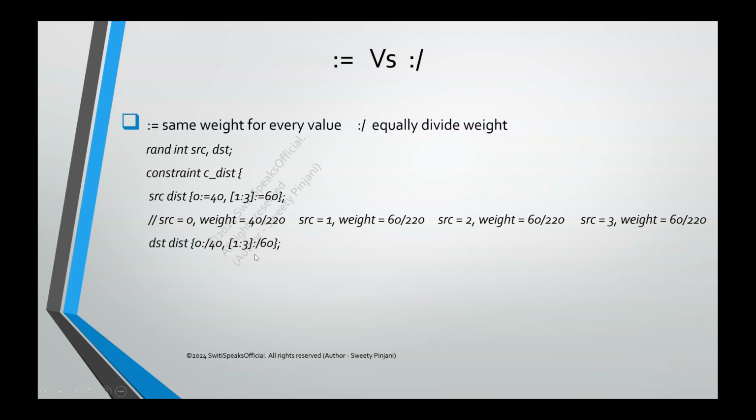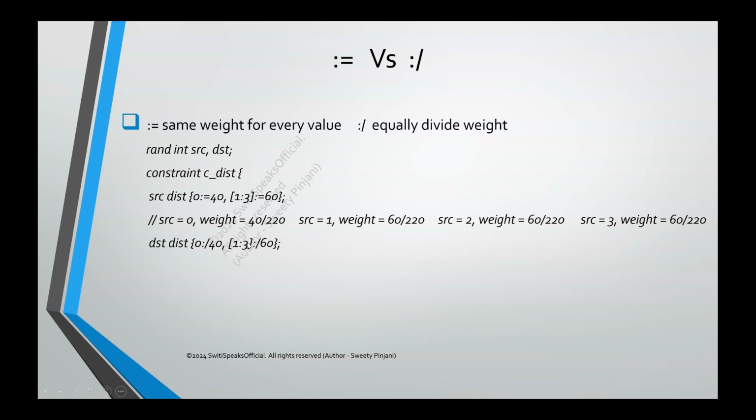Now, for destination, I am using this operator. What does this operator say? Whatever weight I am specifying, I want to equally divide amongst the values. Here, this is a single value. So, for this, even if you equally divide, the weight will be 40 only. For 0, I want to keep weight 40. For values 1, 2, and 3, this is the range 1, 2, and 3, I want to equally divide weight 60.